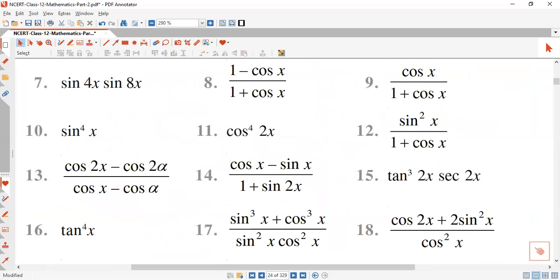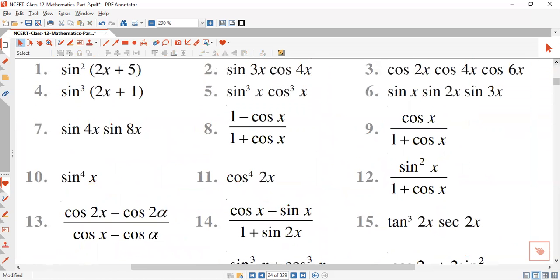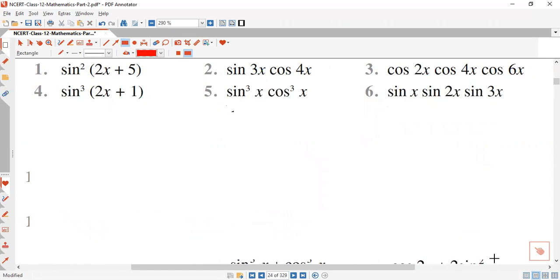Now we will do another question, question number 6. The question number 6 is along similar lines: sin x, sin 2x, sin 3x, like question number 3. The questions are similar. Okay, let me see how we can solve this question. We want to do the integration.